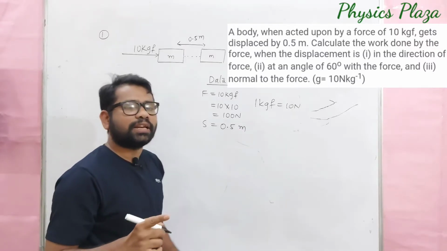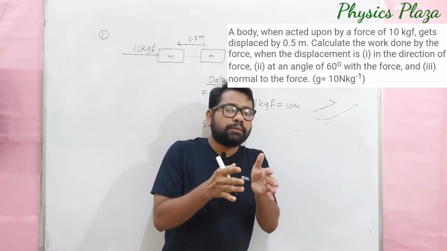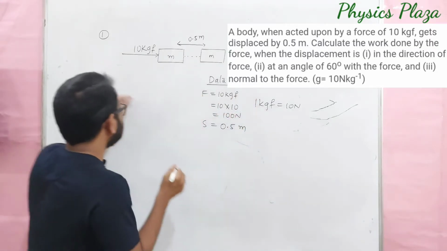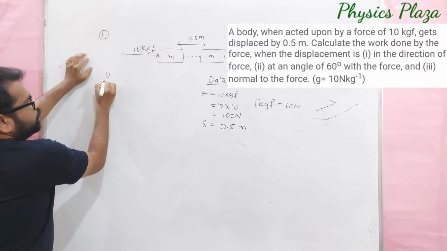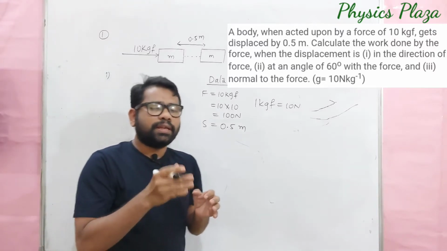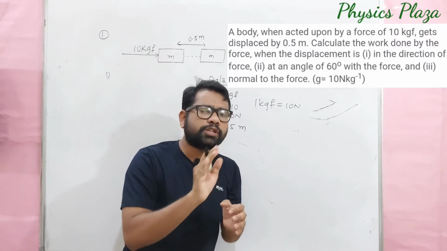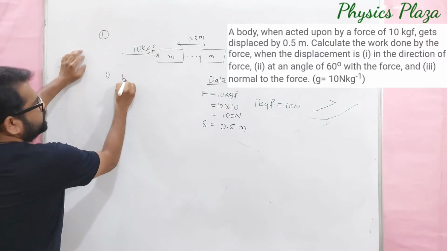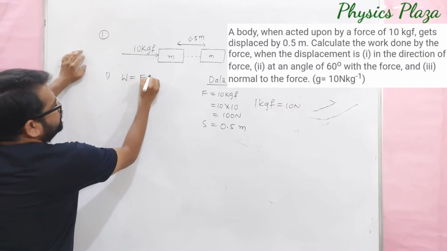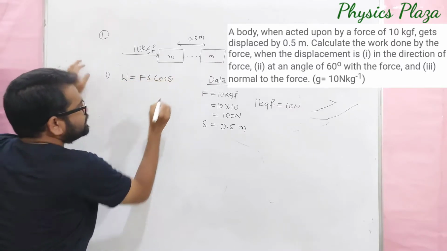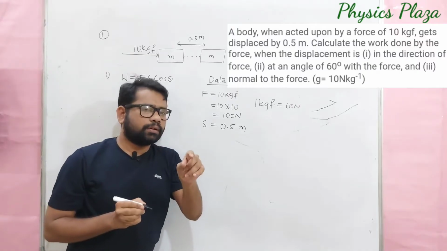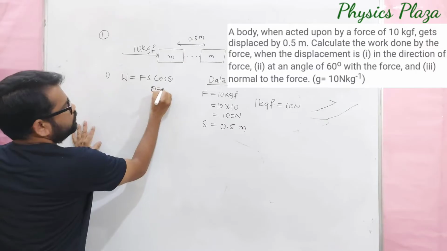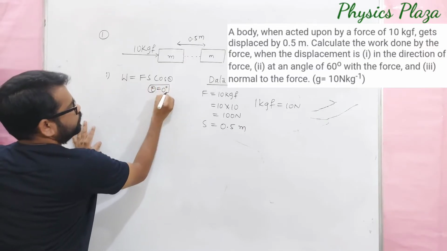Then they are asking us to calculate the work done by the body when the displacement is in the direction of applied force. That is, children, we know that when the body is displaced in the direction of applied force, theta is equal to 0. So directly we can use W is equal to Fs. Actually, it is Fs cos theta, as it is said that the displacement is in the direction of force, then theta is equal to 0 degrees.